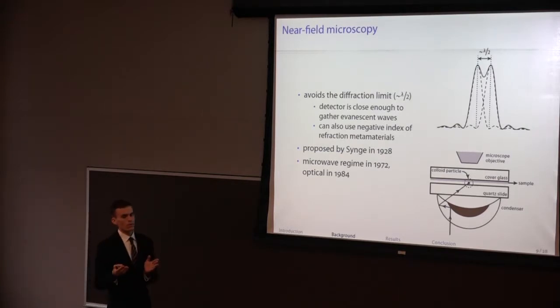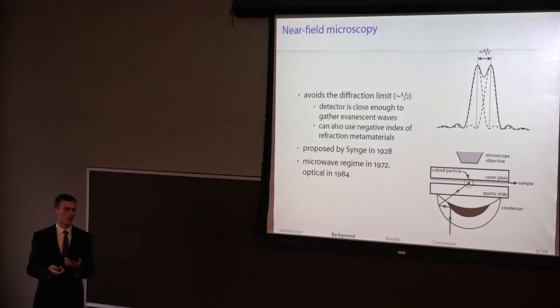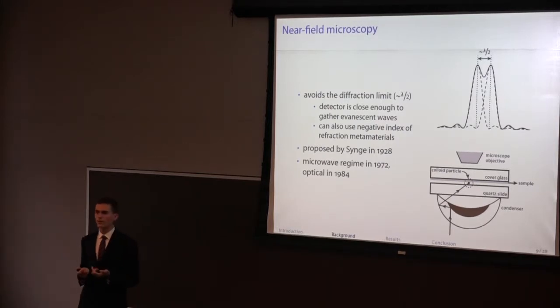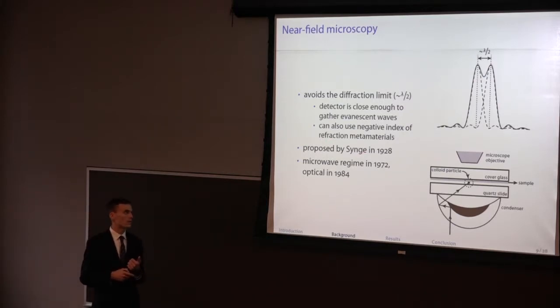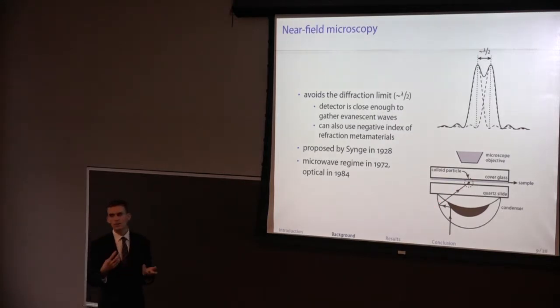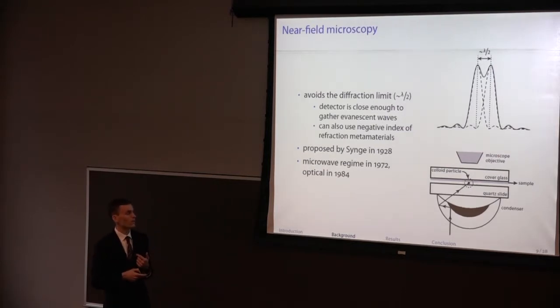So if you have a near-field microscope, if everything is within the near field, that changes the setup of your microscope a little bit. The first proposal for a near-field microscope came from this man Synge in 1928. He envisioned some illumination being focused onto a small particle. The particle tends to scatter the field through the sample. The transmitted radiation is collected by a microscope objective here.